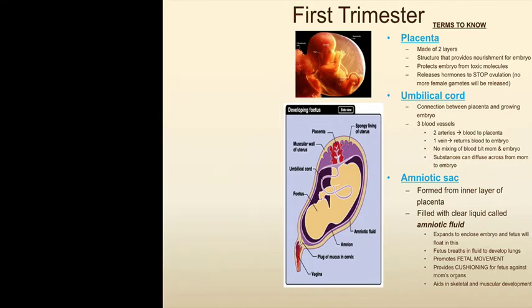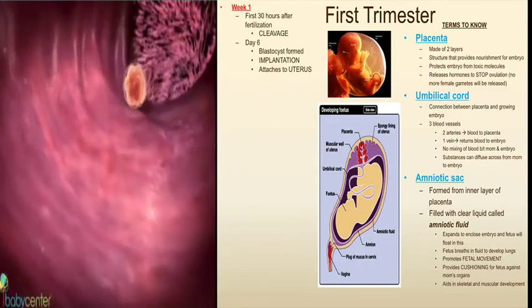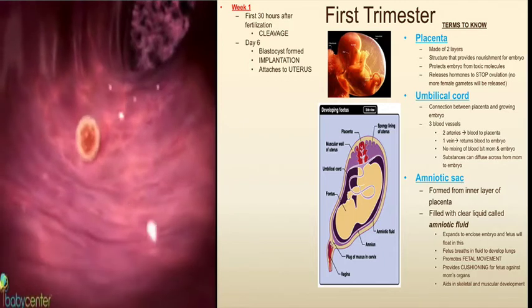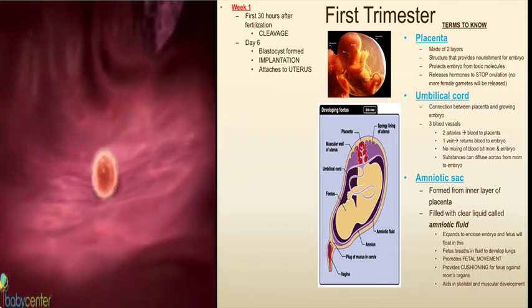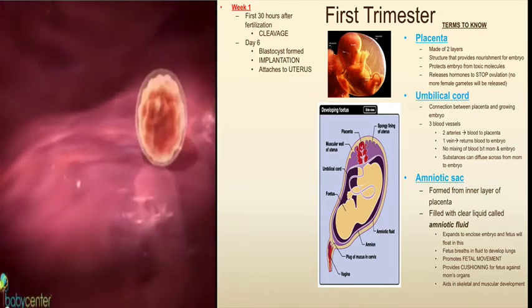So now what are those major events that occur in the first trimester of pregnancy? Well, in the first week is when we had fertilization, and after fertilization we went through many rounds of cleavage to eventually go from a zygote to a morula to a blastocyst.